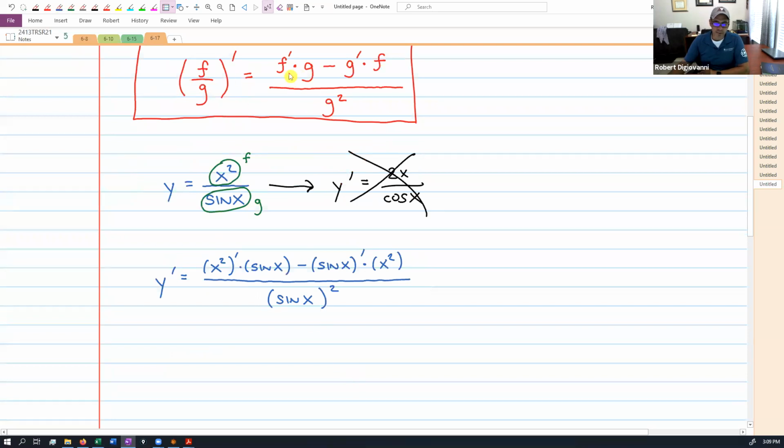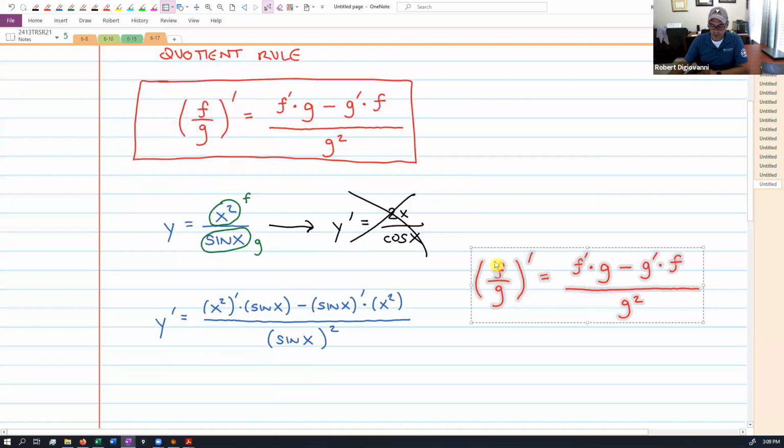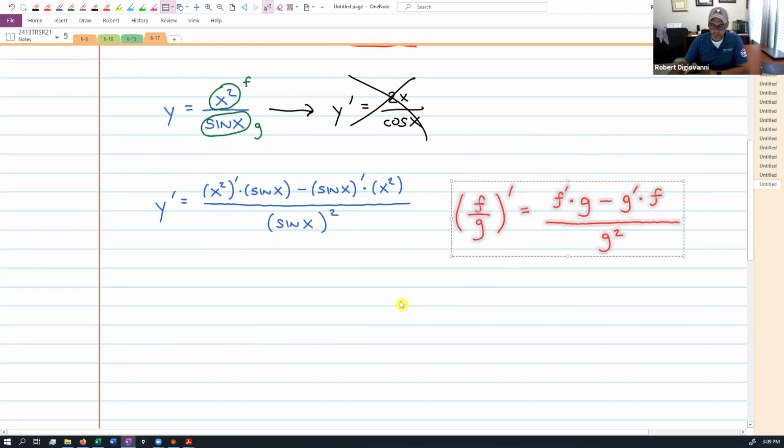So can you all see that formula in here? Can you all see this quotient formula in the way I wrote it out here? Everybody see the f prime times the g minus the g prime times the f over the g squared? See all the pieces? And now we just need to crank it out.